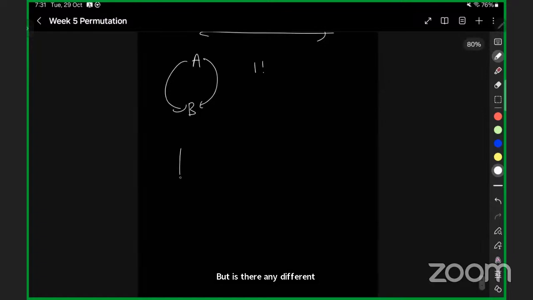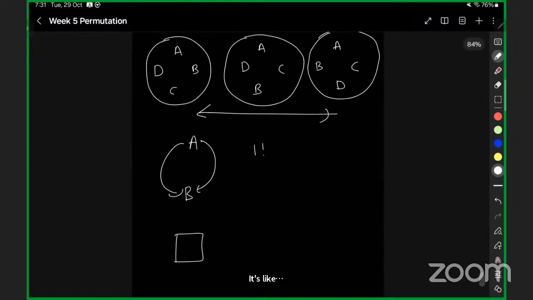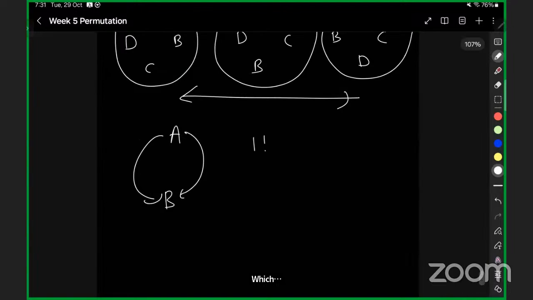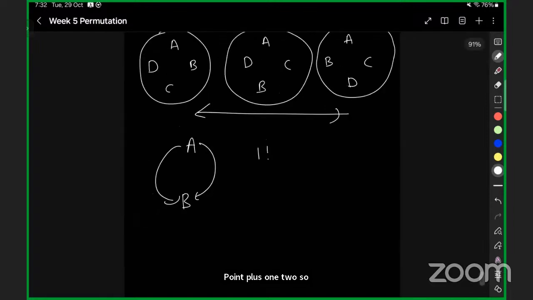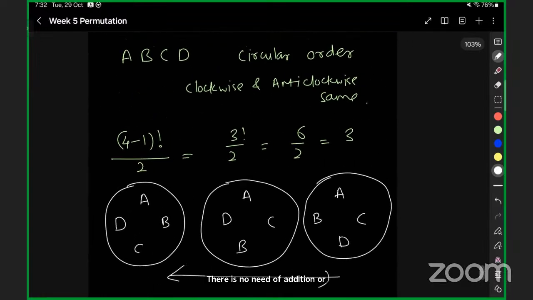It's like addition count rules, sir. Sorry, I didn't get you. Addition count rules, sir. Yeah. So what about that? I mean, what is addition? 1 plus 1, 2. No, there is no need of addition or multiplication for now.